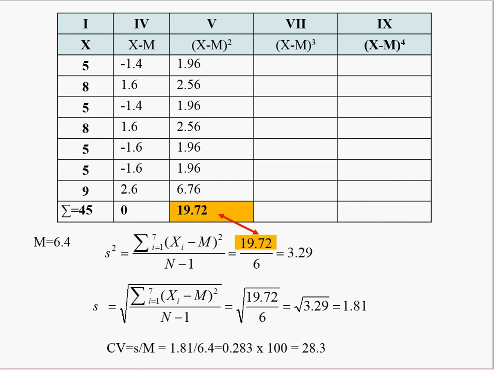Now, let's use the same data set to calculate the coefficient of variation. We already calculated a sample variance and a sample standard deviation. 1.81 is the sample standard deviation. That number is divided by sample mean 6.4. You obtain 0.283. You multiply by 100 and it gives you 28.3%. So that's how we calculate the coefficient of variation.